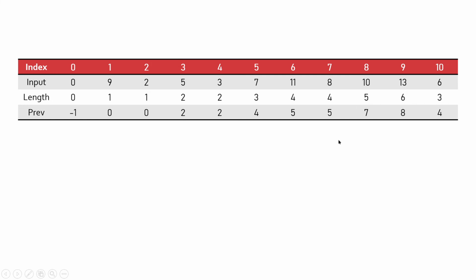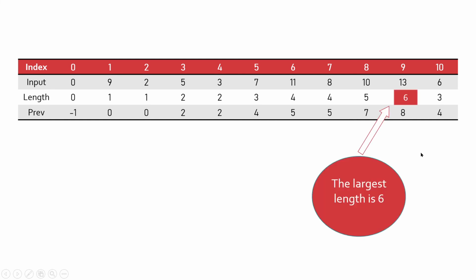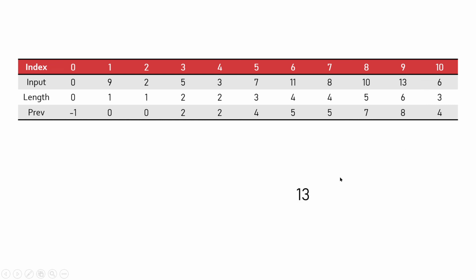Now our next step is to find the largest length of all of them. We can see 1, 1, 2, 2, 3, 4, 4, 5, 6, 3. So the largest length is 6. So we'll take the input for 6, which is 13.